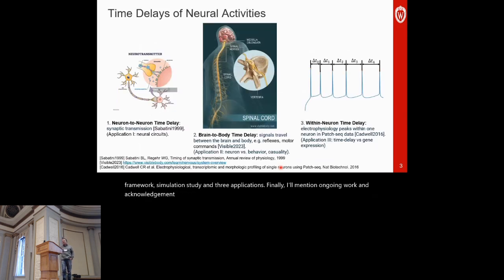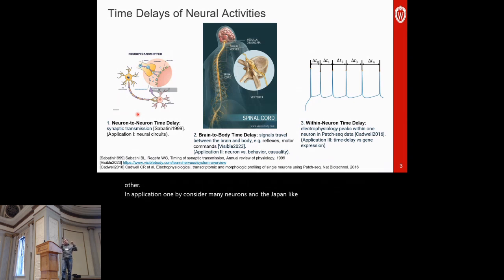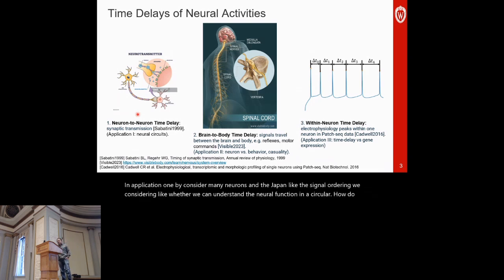First, what are time delays? What are we looking for? Here, I'm showing 3 types of time delays, and I will apply NeuroTD for each of them. The first one, the left figure, shows neuron-to-neuron time delay, the time it takes for a signal to pass from one neuron to the other. In application 1, by considering many neurons and the signal ordering, we're asking whether we can understand neural function at the circuit level, how they interact with each other.